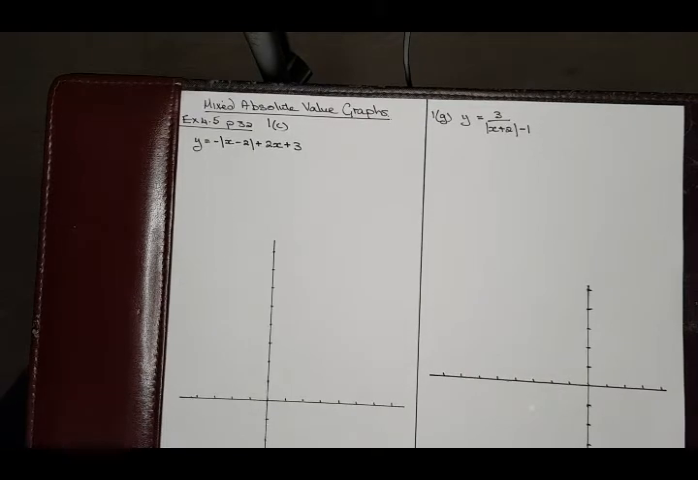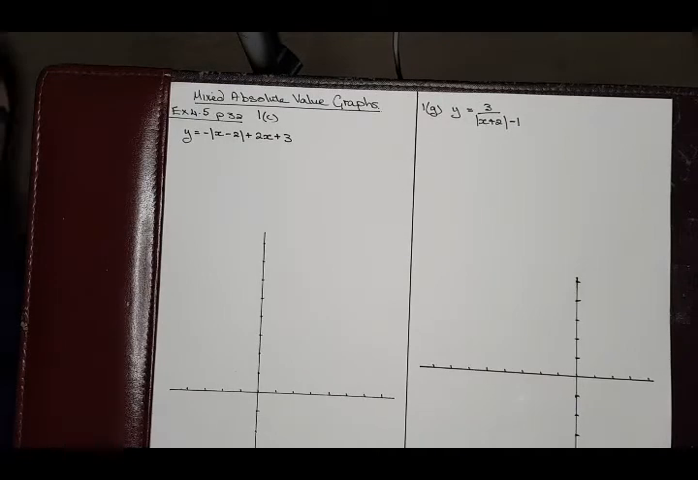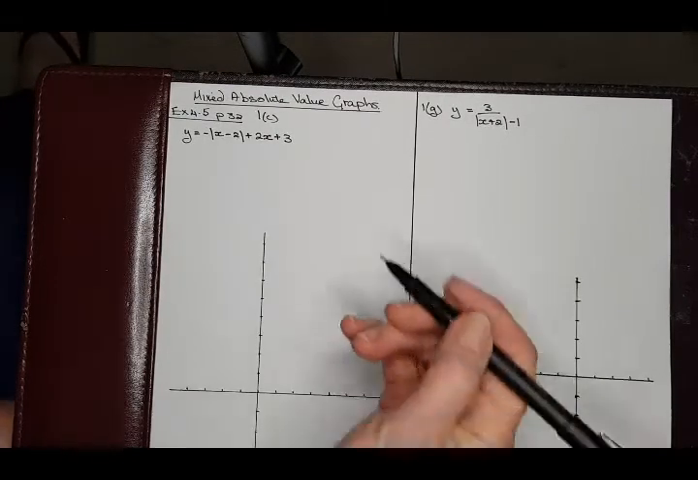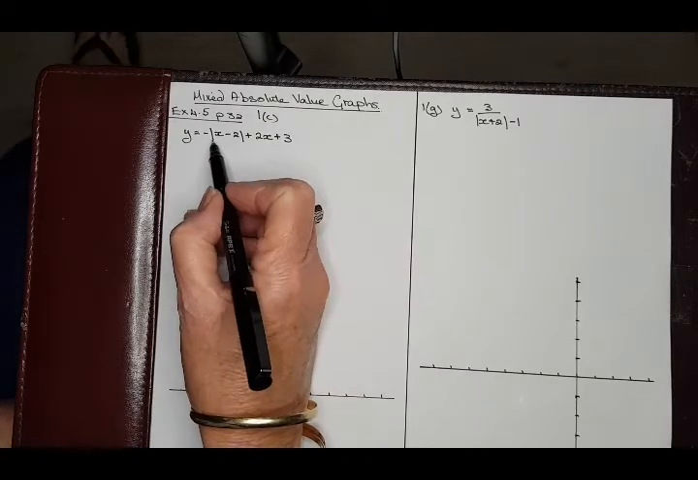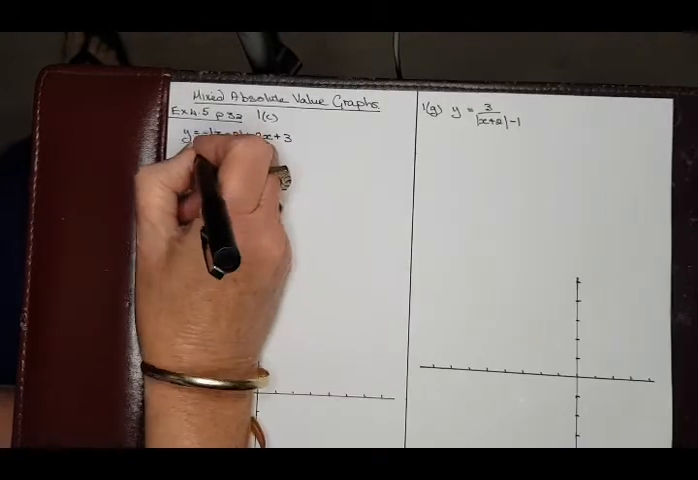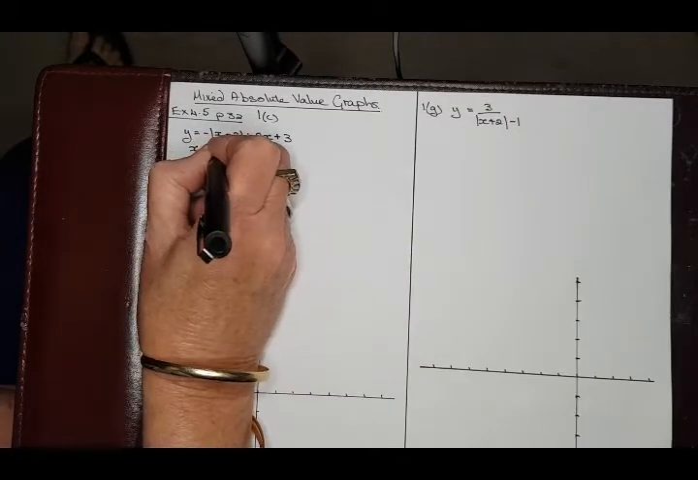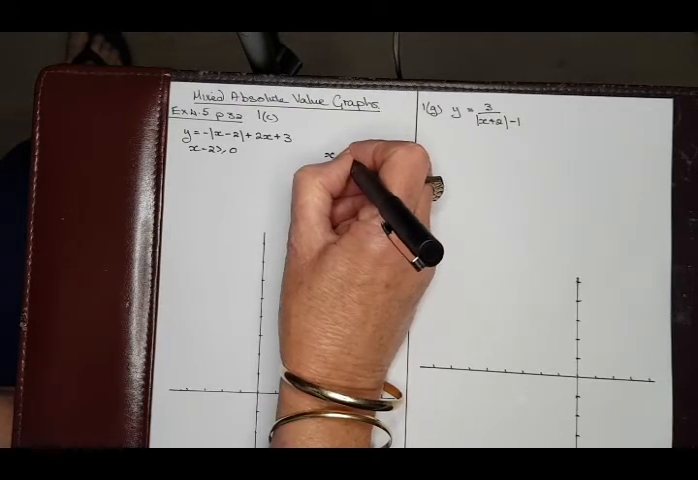Hi everyone, today we're going to do some absolute value graphs and they're going to be mixed up, so there's no easy way to do these. We have to do them from first principles. Okay, in a case like this we have to say whatever is inside the absolute value is either positive or what is inside the absolute value is negative.